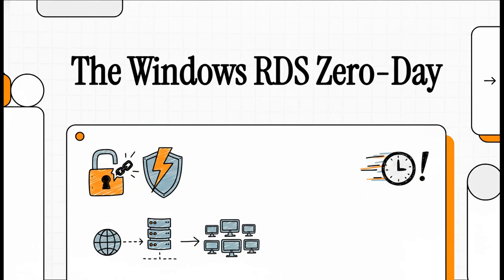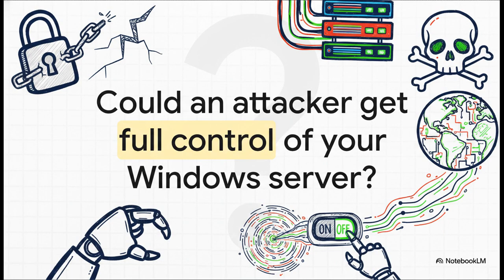All right, let's jump right in. Microsoft has just dropped a bombshell, a critical vulnerability in Windows Remote Desktop Services. And the scary part, it was being actively exploited by attackers before a fix was even available. So, we're going to break down what this is, how it works, and most importantly, what you need to do about it right now.